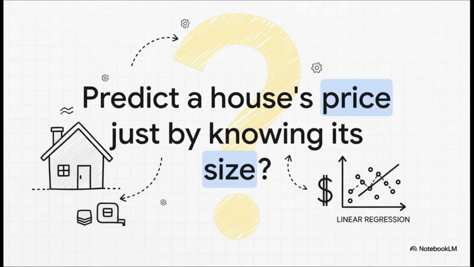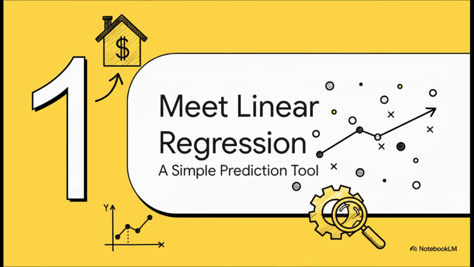I want you to imagine something for a second. You're looking at a house, and the only thing you know about it is its size, the square footage. Now what if you could take just that one number and make a really good guess at its price? That's exactly the kind of puzzle linear regression was born to solve. It's about taking what we know to predict what we don't know. So how do we actually make that prediction? Well, we use this amazing technique called linear regression. Let's get properly introduced to this incredibly powerful tool.